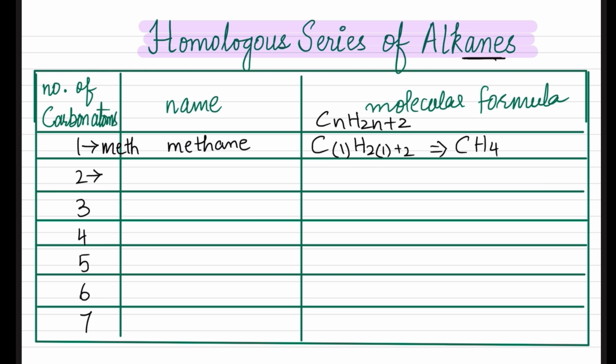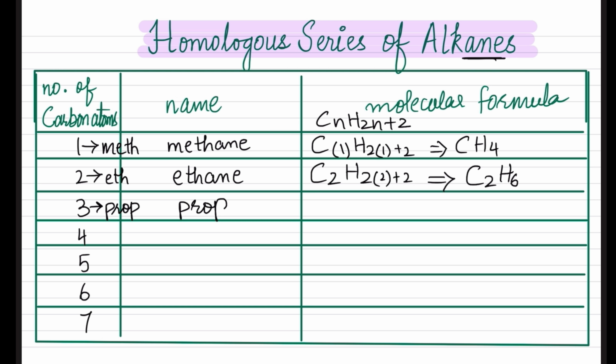Next, for 2 carbon atoms, eth is used as the prefix. The name will be ethane. Its molecular formula: C will be 2 and H will be 2 into 2 makes 4, plus 2 makes 6. Its molecular formula will be C2H6. For 3 carbon atoms, prop is used as the prefix, so its name will be propane. For its molecular formula, we take C as 3, and hydrogen atoms will be 2 into 3 makes 6, 6 plus 2 is 8. So the molecular formula for propane will be C3H8.